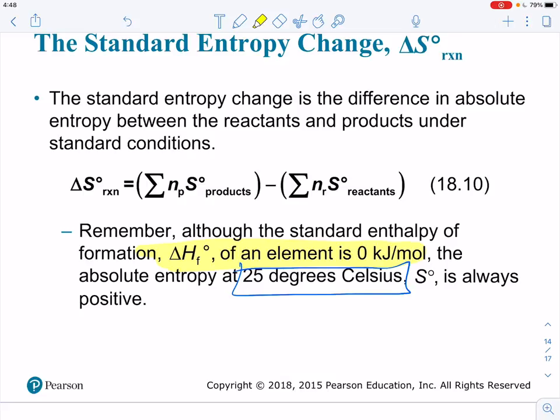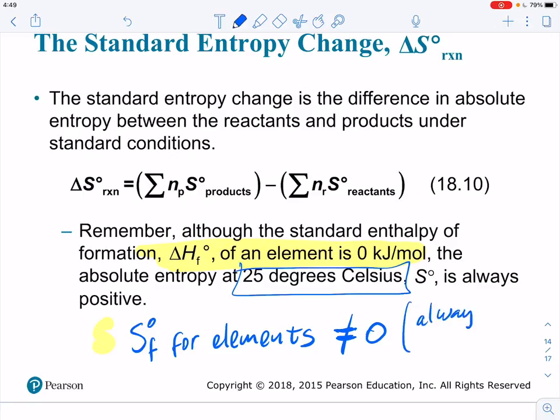So the standard entropy of formation for elements is larger than 0, but I want to cause a little more impact here. It's different from 0. It will have a definite value, and it is always positive. So keep that in mind. Now that's for the absolute entropy, and let's add that here. Absolute entropy.